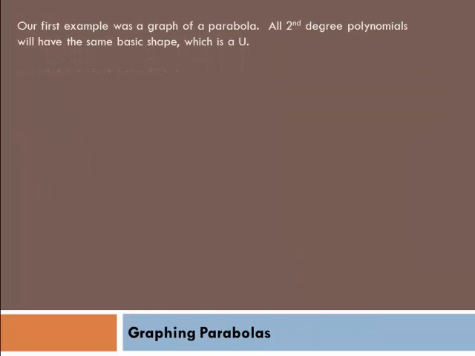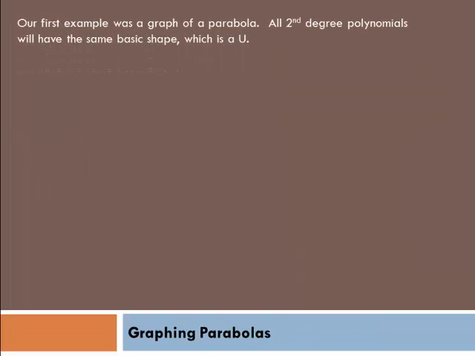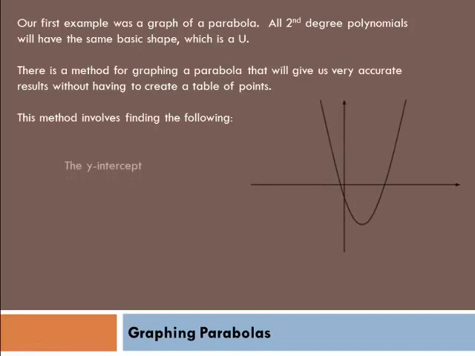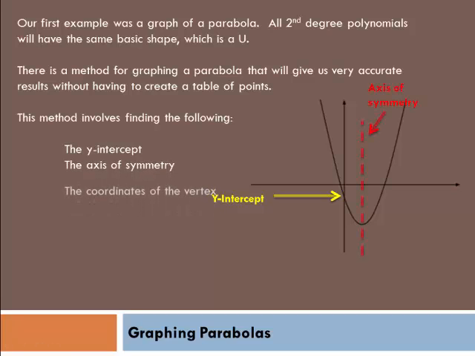Okay, when we graph parabolas, like our first example, all second-degree polynomials will have the same basic shape, which is a U. And there's a method for graphing a parabola accurately that we can do without having to create the table of points. And that involves finding the following: the y-intercept, the axis of symmetry, and the coordinates of the vertex.